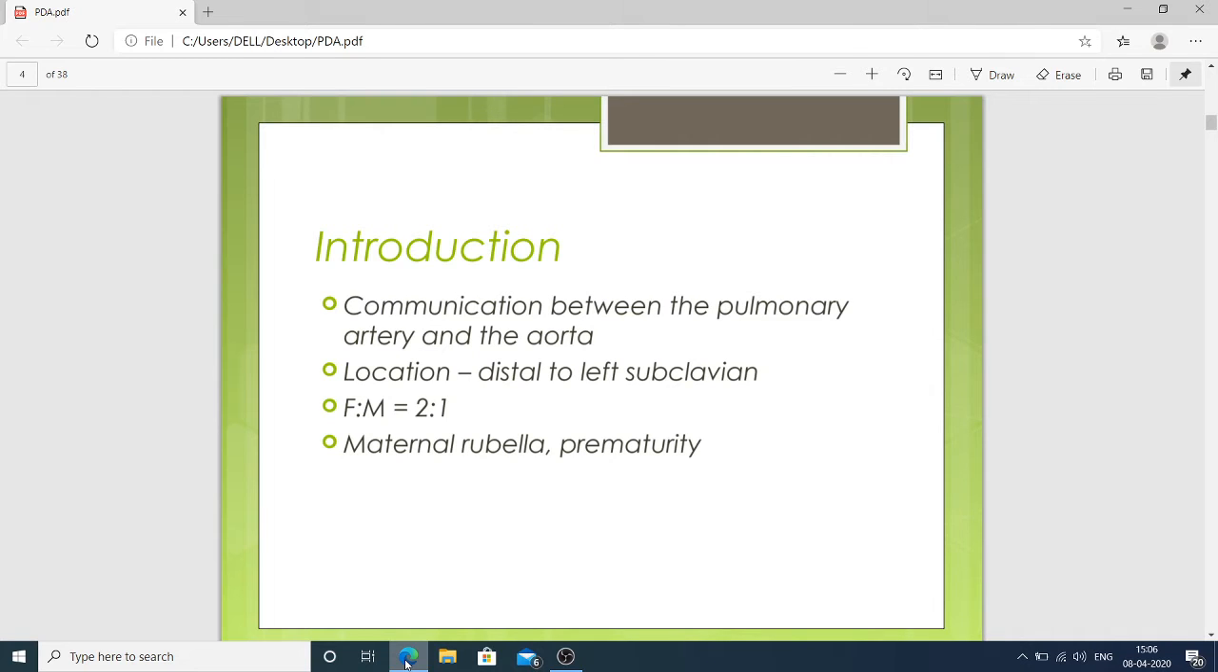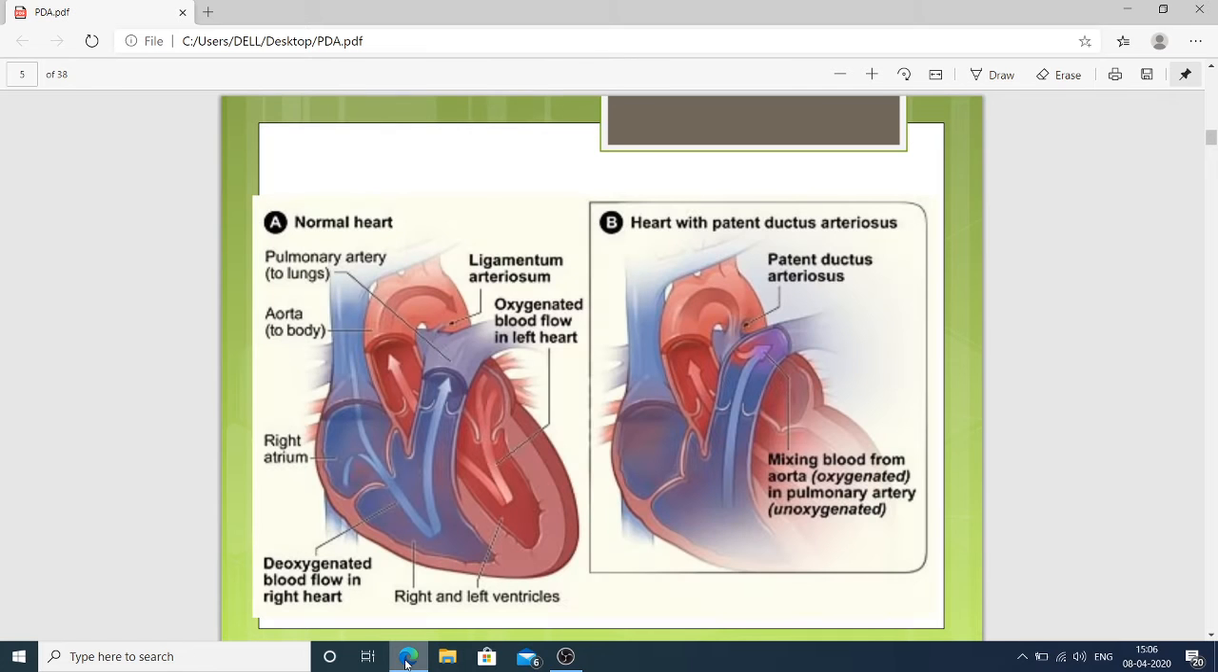Then the introduction. It is the communication between the pulmonary artery and the aorta. The location is distal to the left subclavian, and the incidence of patent ductus arteriosus is more in females as compared to males. Maternal rubella might be the reason, and prematurity also. Why prematurity? Because in premature babies the lungs are not mature.